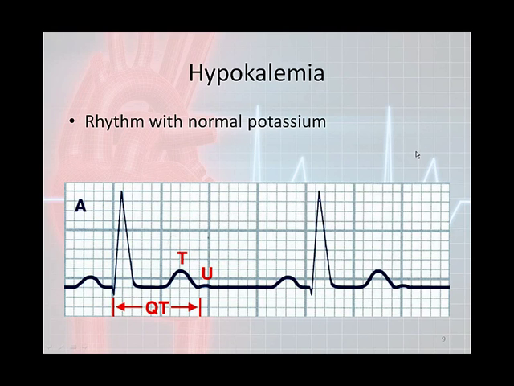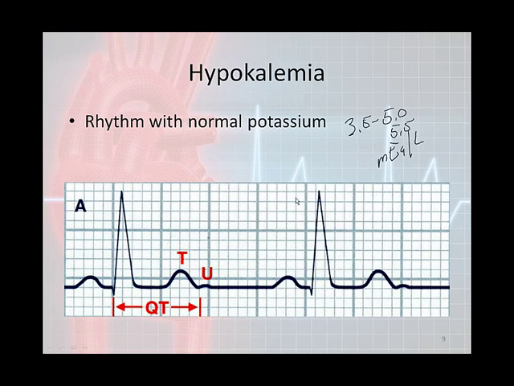Let me go ahead and give some examples here. This would be an example of a rhythm with a person with a normal potassium. Normal potassiums are, depending on the text you read and depending on the hospital that you go to, usually 3.5 to about 5.0 or sometimes even 5.5 milliequivalents per liter. In this case, this would be someone with a normal potassium.